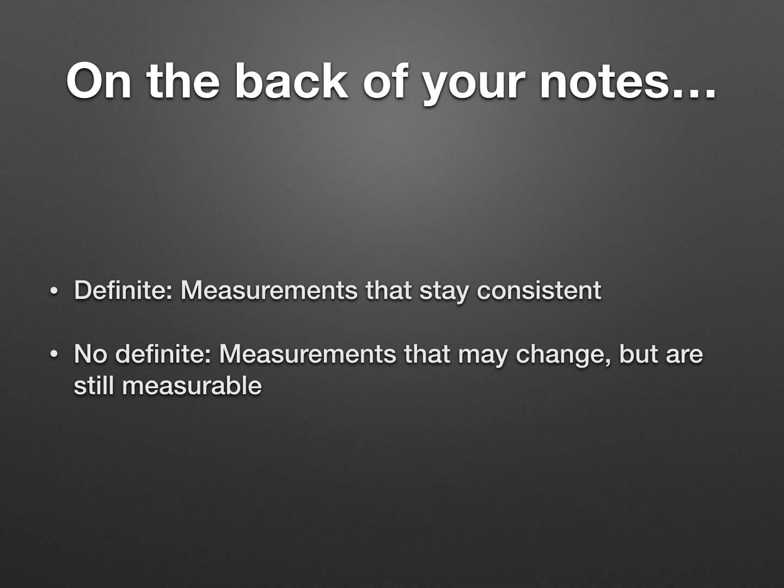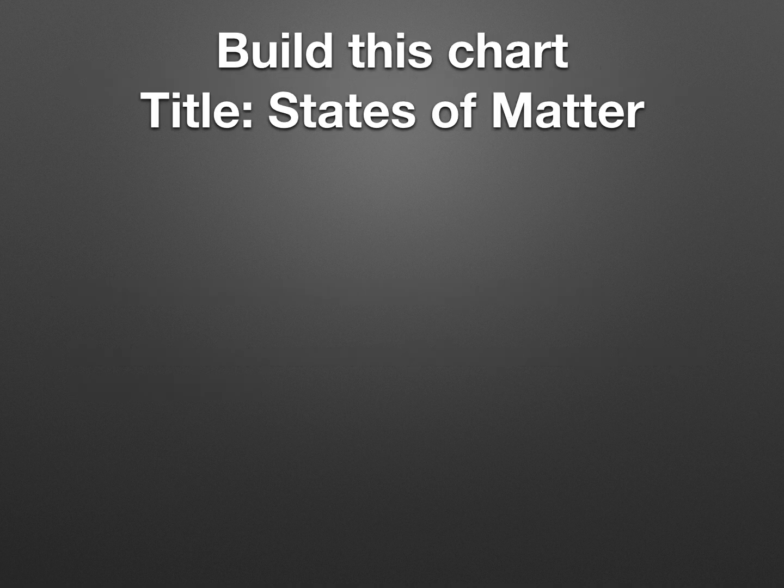However, there's also no definite, which means measurements that may change but are still measurable. What I mean by that is, if I took the shape of liquid water in a bowl, that shape would change if I changed it from a bowl to a glass. The volume would stay the same, but the shape would change. It's still measurable, but it's not consistent, meaning depending on what thing it's in, you can measure it or not. So those are the definitions, and then underneath this, you're going to have to build a chart.